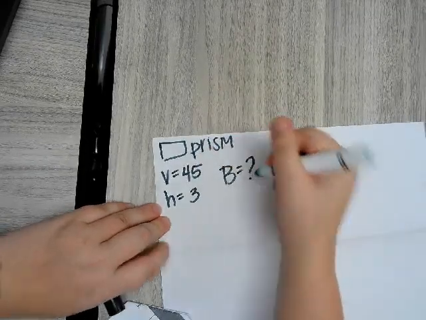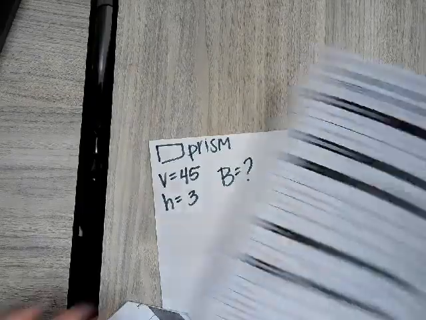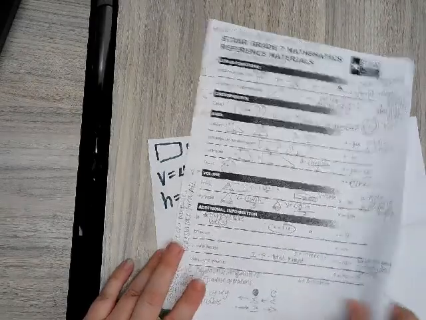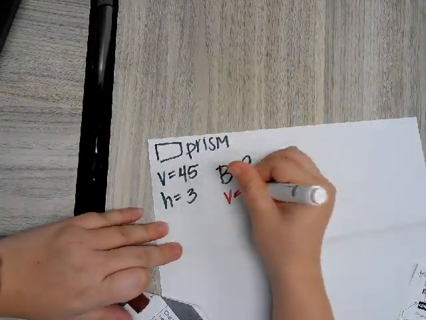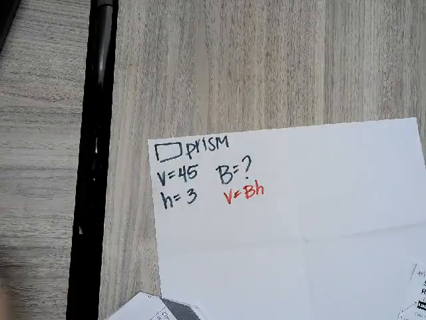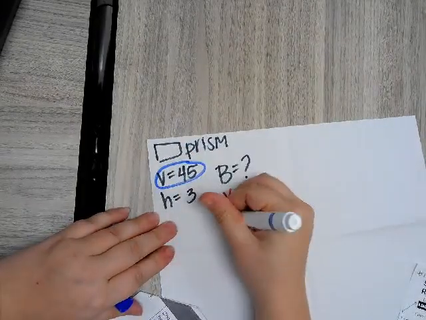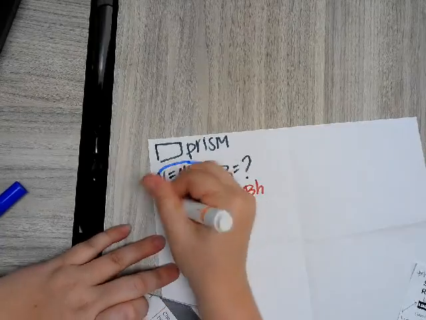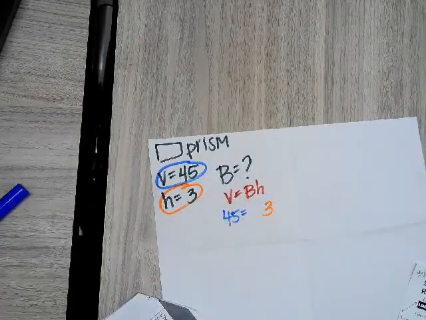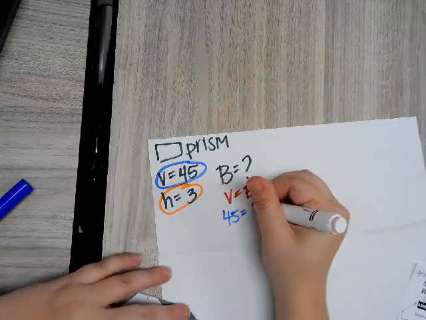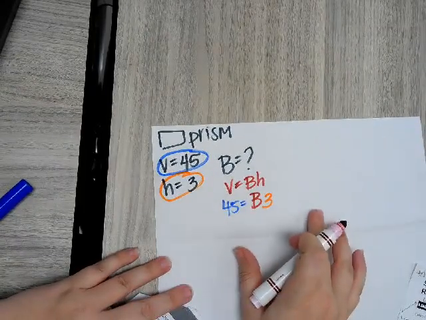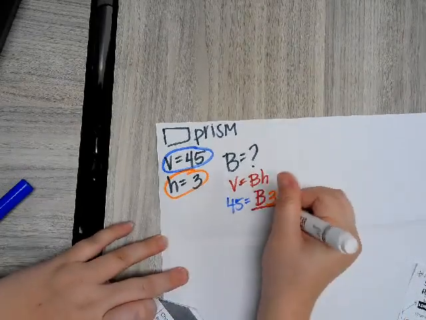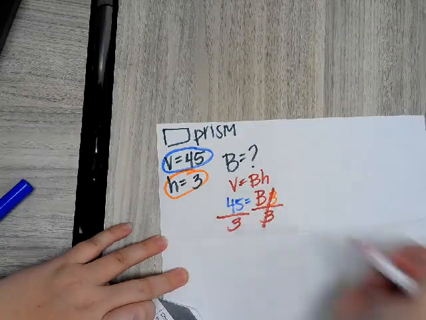So let's go ahead and find our formula. So a rectangular prism is V equals big B times H. Okay, so they give us our volume already. Our volume is 45. They give me my height. My height is 3. But did they give me my big B? No, they did not. So I have to figure that out. Well, how can I get this B by itself? I can divide by 3, do the inverse on both sides, and isolate the variable. 45 divided by 3 is 15.